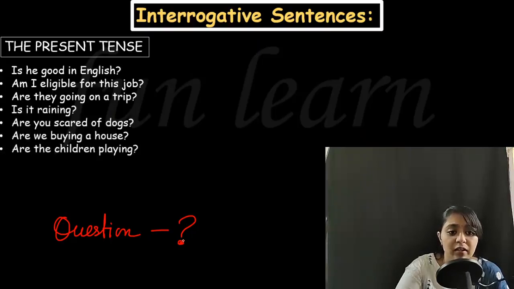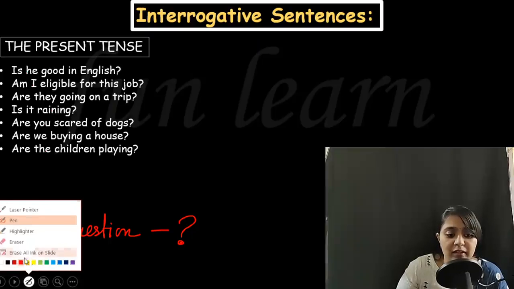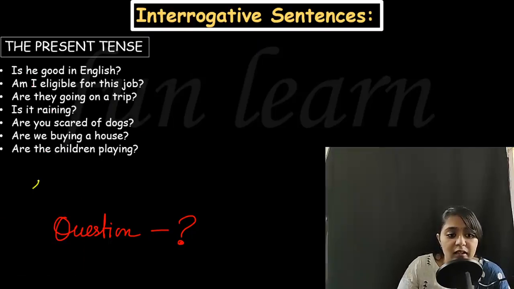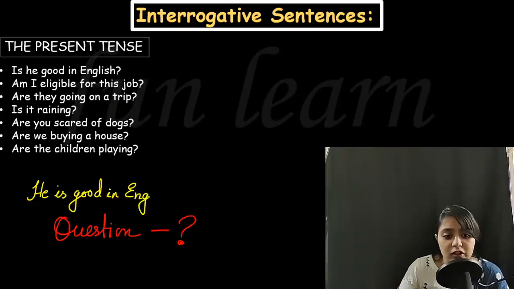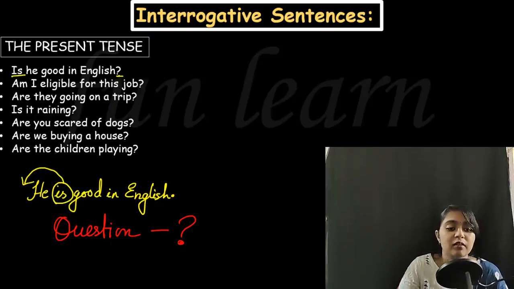Are the children playing? So here, if the sentence is affirmative, we would be making the sentence like this: He is good in English. Okay, but since we have an interrogative, we put this is over here and we get this sentence: Is he good in English? And we just add this question mark sign. Okay, whatever is, am, are is coming, we just have to put that before the sentence, and there you have your interrogative sentence. It's easy.